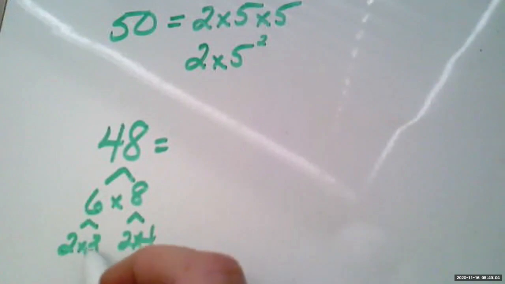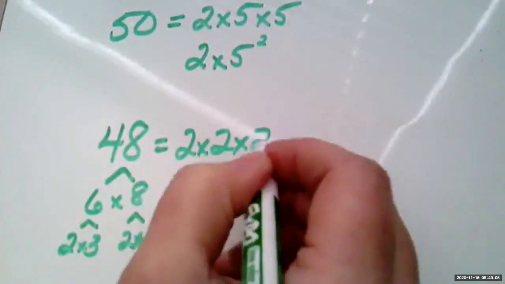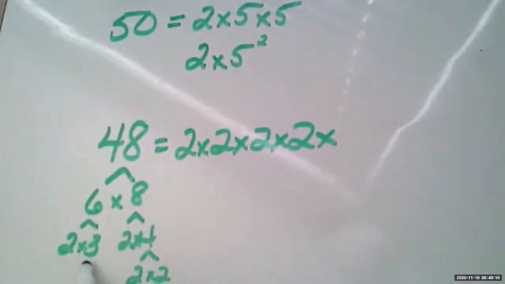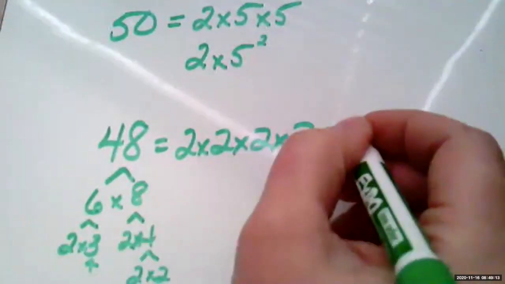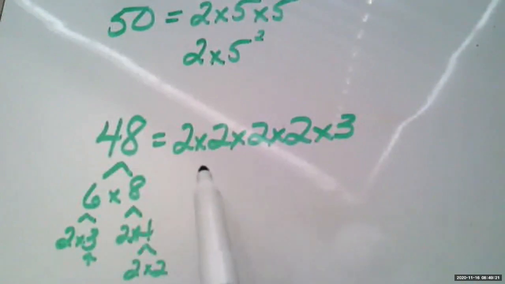So 1, 2, 3, 4. I have 4 2s here: 2 times 2 times 2 times 2. And there's 1 3 at the end there. So 2 to the 4th power times 3. Yes, Kai, you said it exactly how I would have written it. 2 to the 4th power times 3.